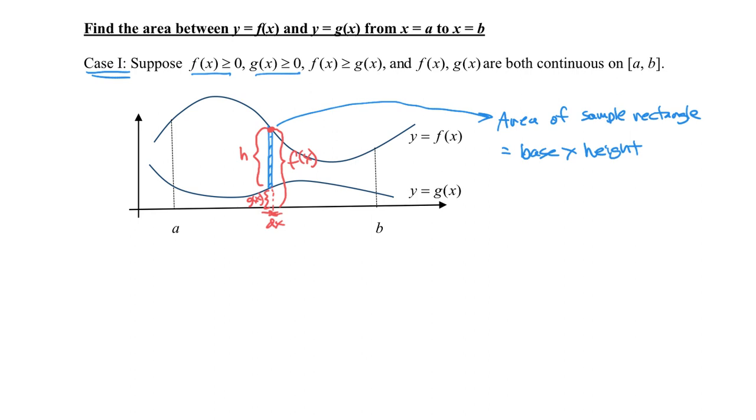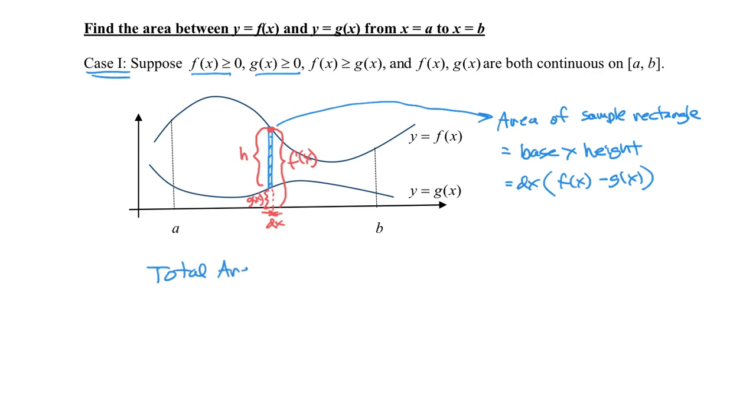So over here, our base is just going to be dx, this little thickness here. And then our height is just going to be f of x minus g of x. So this is going to be the height of our rectangle. Then we're going to sum all of our rectangles using integration. We'll sum all of these h times dx, and h is just f of x minus g of x. So for us, the total area will look just like this.